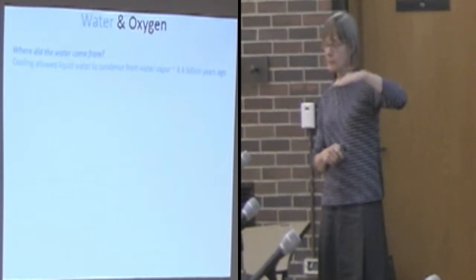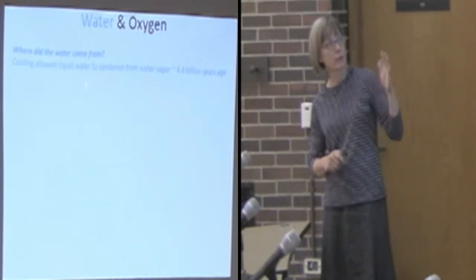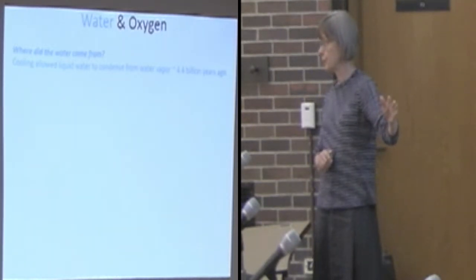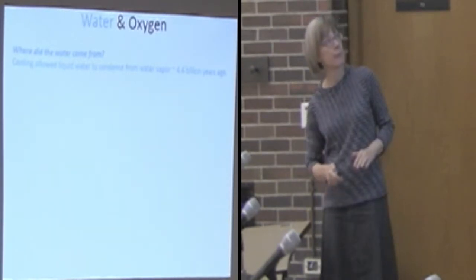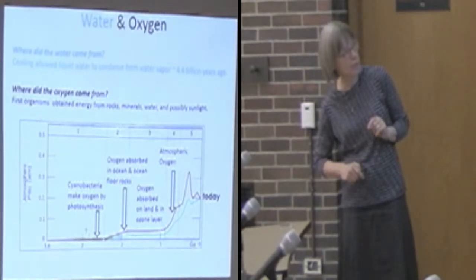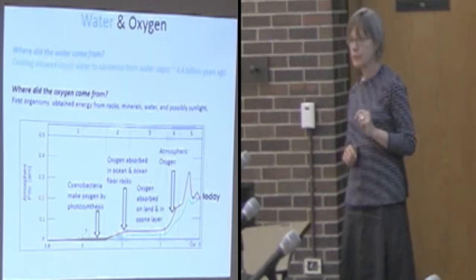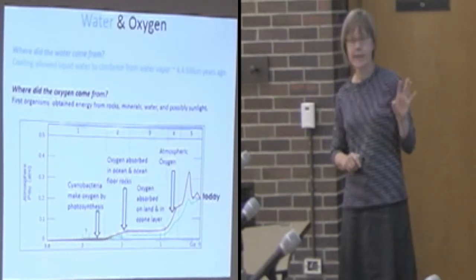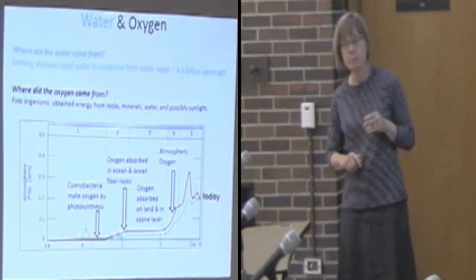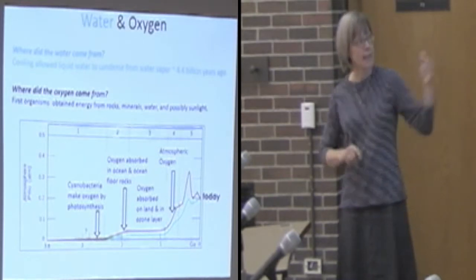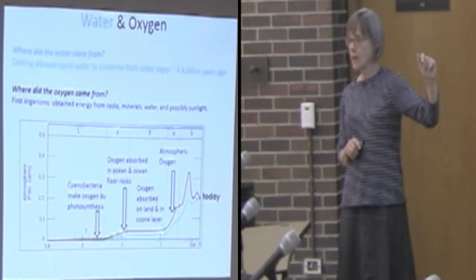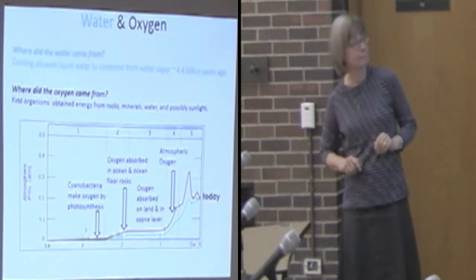Well, once there was enough cooling of the Earth, then liquid water was able to condense from water vapor. And that started very early in the Earth's history, about 4.4 billion years ago. We started to have water at the surface of the Earth. The oxygen, however, didn't start to form until about 2.85 billion years ago, when life forms, cyanobacteria, sometimes referred to as blue-green algae, but not really, started to make oxygen, presumably by photosynthesis. There were some life forms back here, but they didn't use the sun to live. They got their energy from rocks and minerals and hot water.